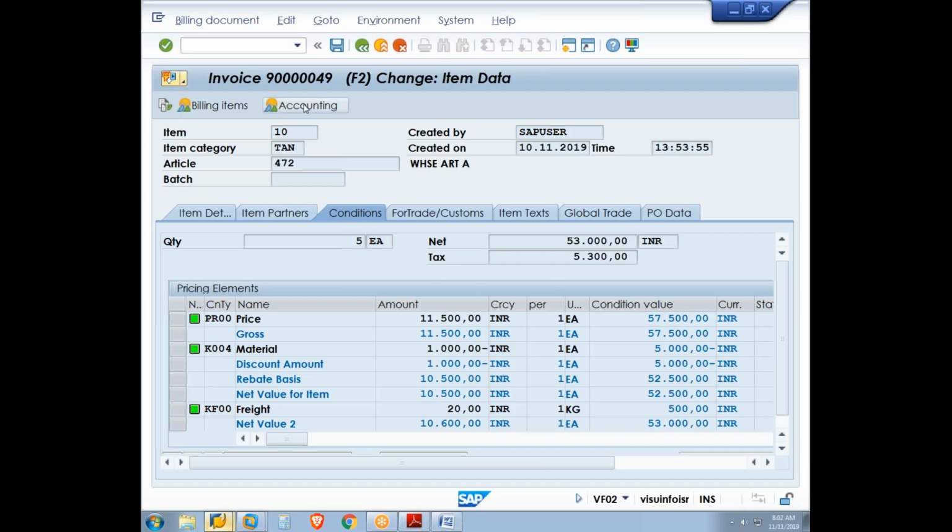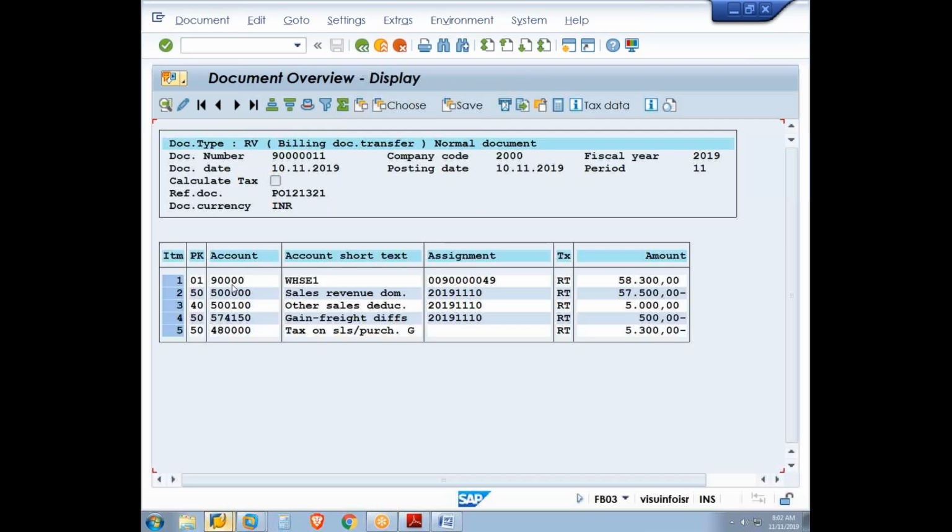So if you go to the accounting document, here you can see the customer account is debited with 58,300, but in the particular document we have got some charges. What are the charges? The price amount is 57,500. It is credited to the GL account 5 lakh. Discount is 5,000 rupees. It is debited to 500 100 GL account, which is a discount account. It is an expense account. Then the freight is 500. It is credited to 57,450. And then 5,300 is the amount which is posted to the tax account.